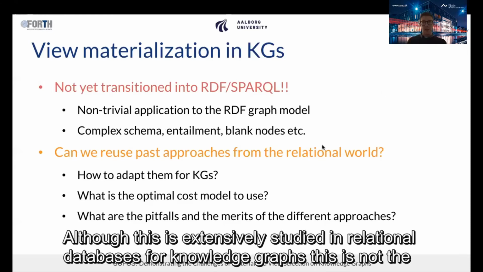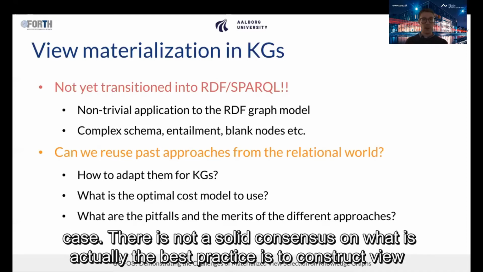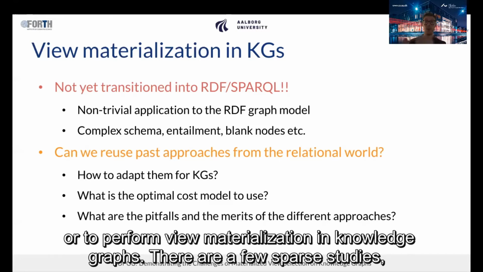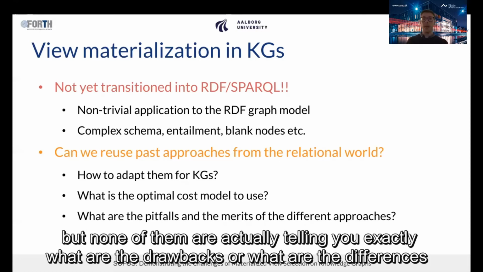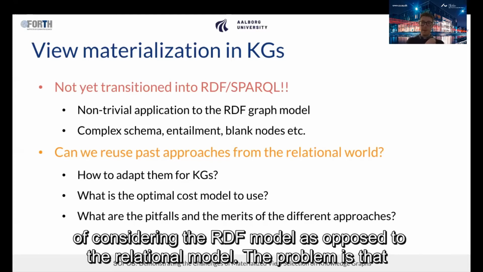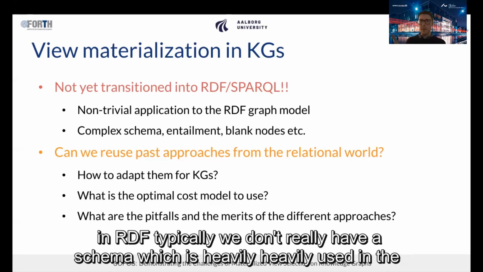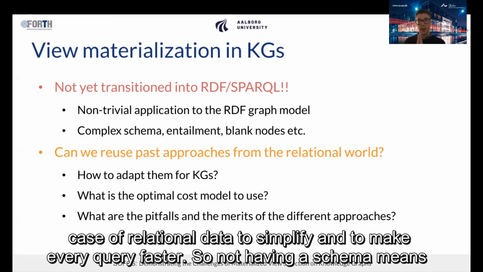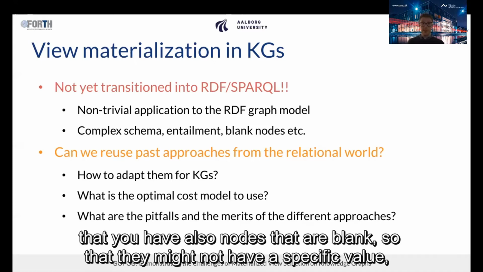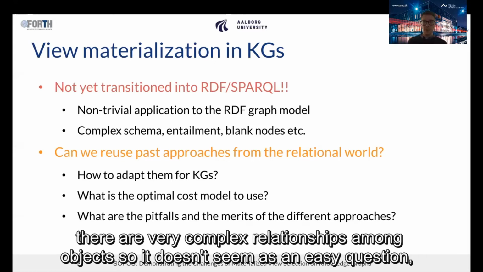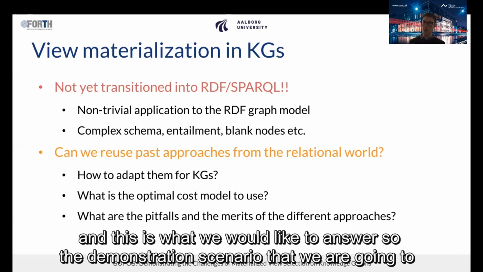Although this is extensively studied in relational databases, for knowledge graphs this is not the case. There is no solid consensus on the best practices to construct views or to perform view materialization in knowledge graphs. There are a few sparse studies, but none of them tell you exactly what the drawbacks are or what the differences are of considering the RDF model as opposed to the relational model. The problem is that RDF typically doesn't really have a schema, which is heavily used in relational data to make every query faster. Not having a schema means that you also have blank nodes that might not have a specific value, and there are very complex relationships among objects. So it doesn't seem like an easy question, and this is what we would like to answer.